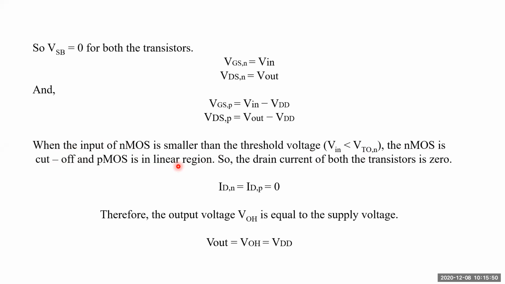The linear region is the region where the transistor is in the on state or working phase, and the cutoff region is where the transistor is completely in the off state. It is not in the working state. So the drain current for that transistor is equal to 0, because the transistor is not working. So ultimately the drain current of NMOS and the drain current of PMOS will be equal to 0. Therefore, the output voltage, VOH, means here.